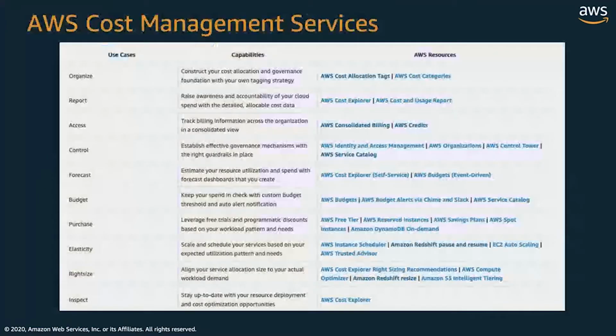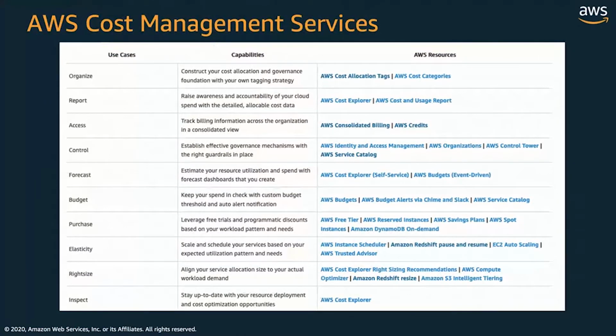So what can we do to help and assist in this process? We have many cost management services. This is a snapshot of the services on the right-hand side and their use cases. There are services that will help you organize and construct cost allocation and governance foundation. There are services which will allow you to report, control, forecast, budget, purchase, and make sure that you have elasticity in the cloud. Elasticity is a really important concept.